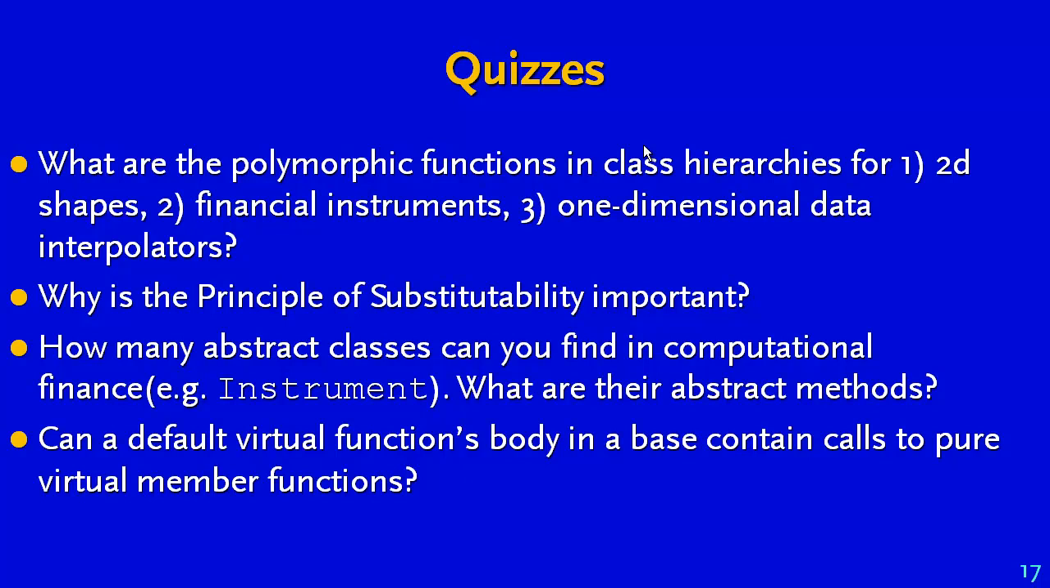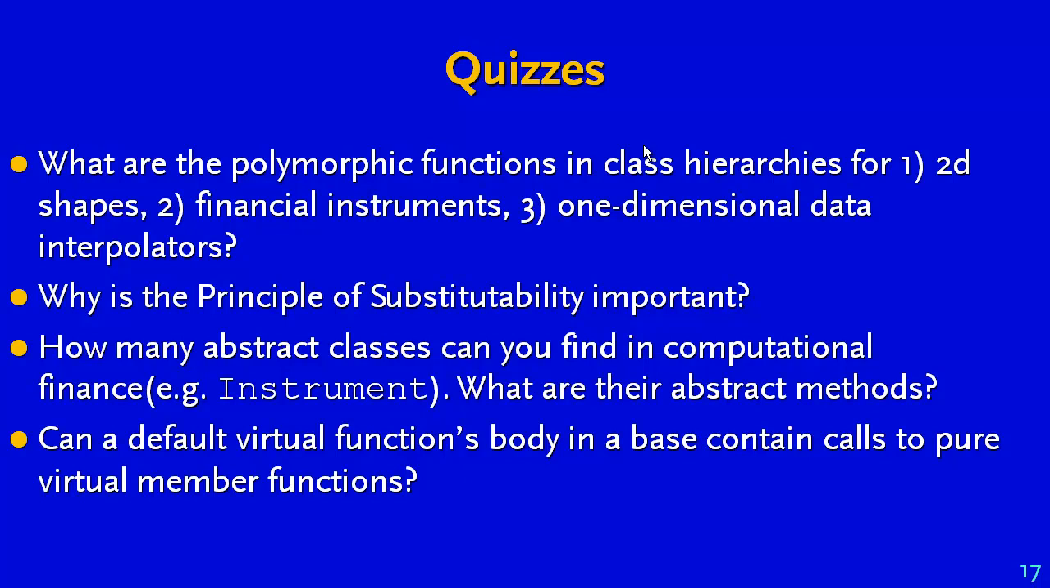Okay, here's an example. Think about the following hierarchies. I've got two-dimensional shapes, so the base class is a shape. It's got derived classes called circle, polyline, and so on. Financial instruments, so you have a base class, you might have derived classes for options and bonds and so on. One-dimensional data interpolators, so you've got different kinds of interpolators in fixed income applications, for example, linear interpolation, spline interpolation, what else? Akima, Hyman, and so on and so forth.